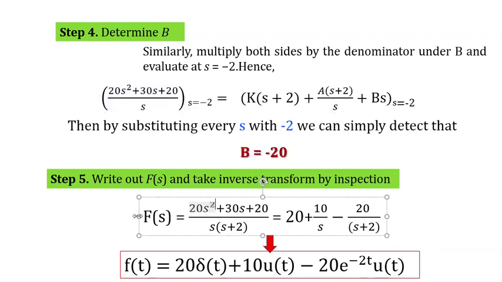So we can simplify the whole fraction into this 20, which was k, plus 10 over s, which was a, minus 20 over s plus 2, where this one was b. So now if I want to find the Laplace inverse of this, it is very easy to find. The Laplace inverse of 20 is 20 delta t. Laplace inverse of 10 over s will be 10 u t. The Laplace inverse of 20 over s plus 2 will be 20 e to the power of minus 2 t u t. Remember, it was the frequency shift.